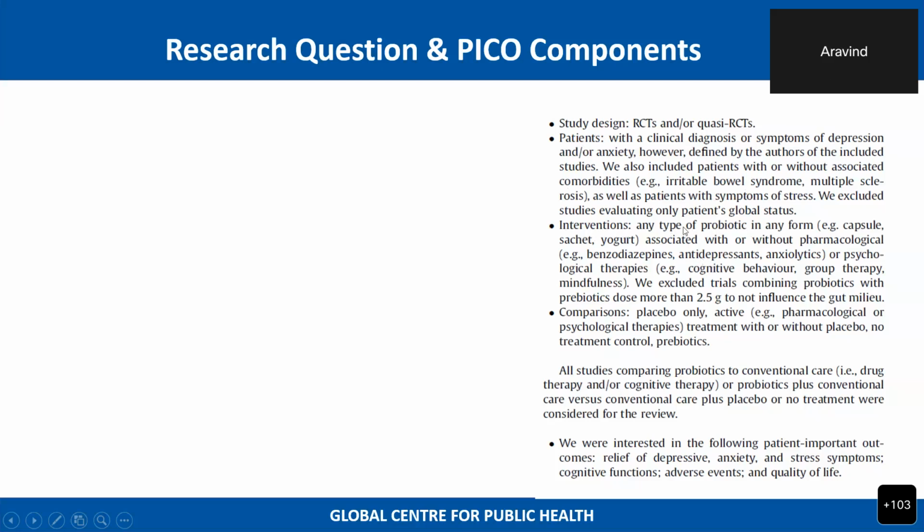They have clearly mentioned any type of probiotic in any form, whether it is capsule or sachet, whether it is given along with any pharmacological interventions or psychotherapies or given alone. So that is the inclusion criteria. Then they have mentioned the exclusion criteria where they have combined probiotics with prebiotics. So if they have combined prebiotics with a dose of more than 2.5 gram with probiotics, they have excluded it for the obvious reason that it will be a study on the prebiotic effect or combined prebiotic and probiotic effect. So this is how you will formulate your exclusion and inclusion.